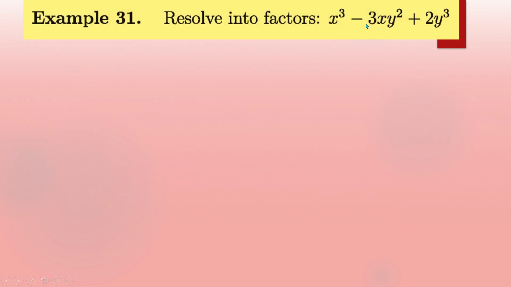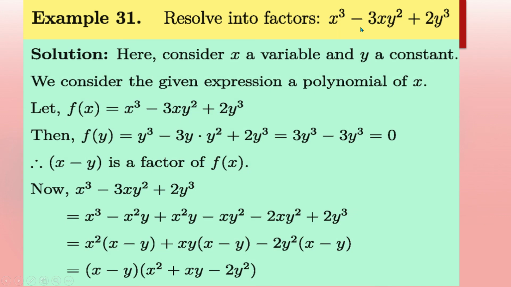Resolve into factors x cube minus 3xy square plus 2y cube. Here there are two variables, one is x and another one is y. So we have to consider one as variable and the other as constant. When we think of x as variable, y will be constant, and the polynomial will be f of x equals x cube minus 3xy square plus 2y cube. Now let x is equal to y. As a result, here will be y cube minus 3y into y square plus 2y cube. After calculating, this equals 0, so x minus y is a factor of f of x.